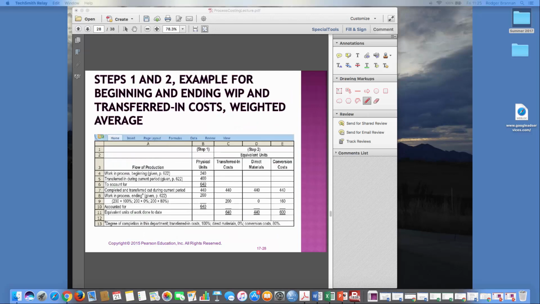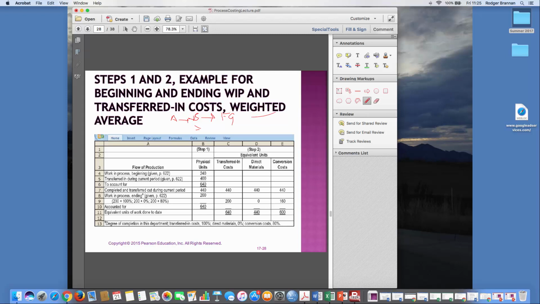Okay, we're going to look at one more application of FIFO, and that's where, let's say you're going from Department A to Department B to, let's say, finished goods. And so we're looking at it from the perspective of Department B here. That is, things are flowing from Department A into Department B. How do I use process costing in this particular case?